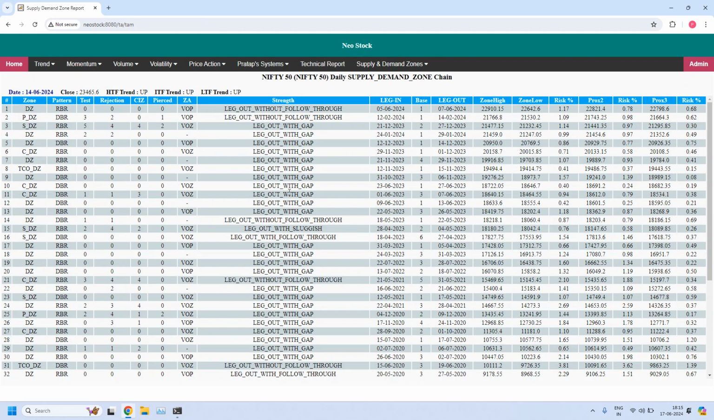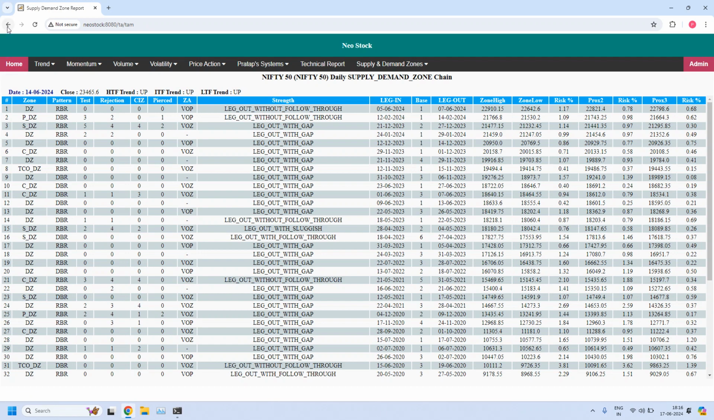This is generating the daily chain. At present there are no supply zones in daily. Always look into this column, pierced. Some zones are already pierced, so there is no use with those zones. And also always look into the trends also. Now daily trend is uptrend.